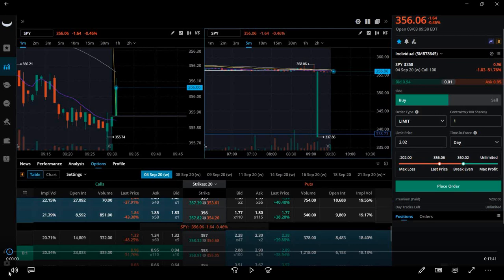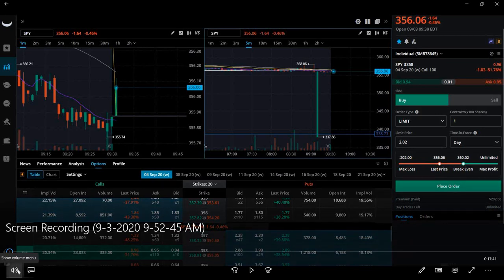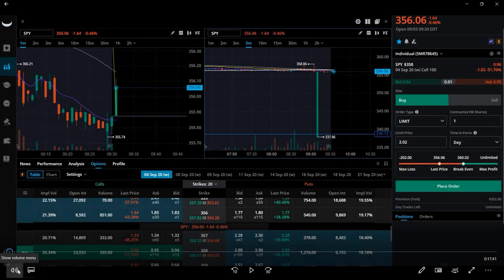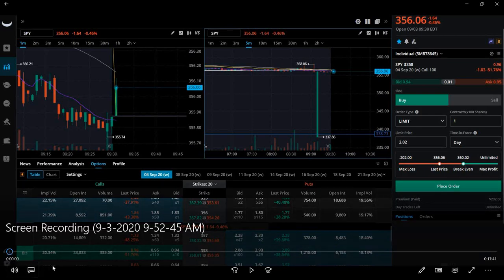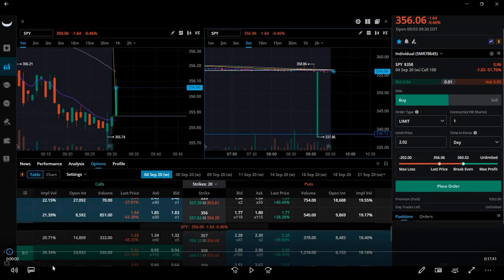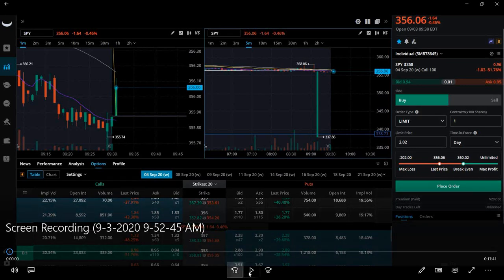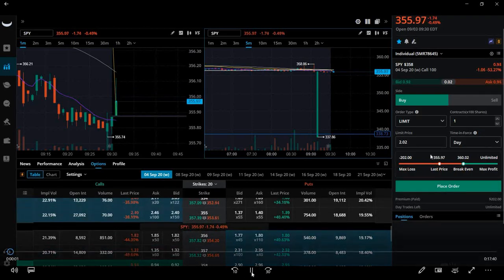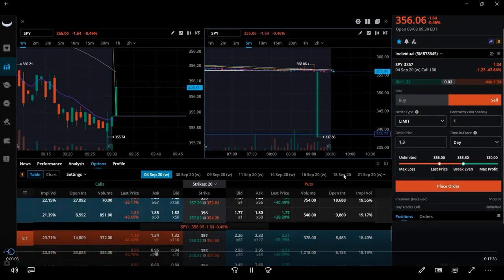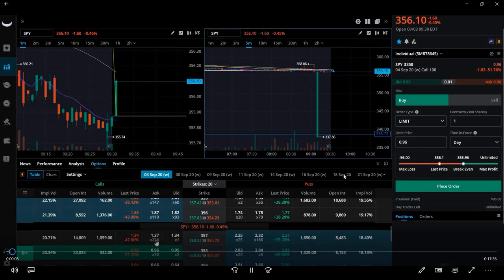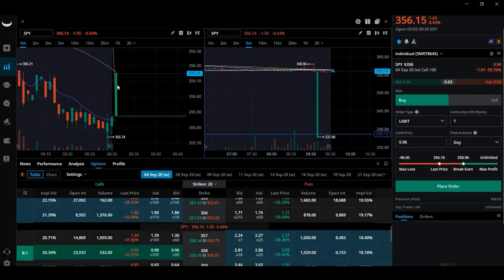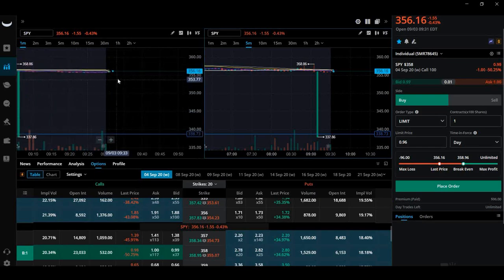Some of them I'm kind of disappointed about, and some of them I'm glad I missed. But I'm just going to go through everything. I traded the SPY only today, and I had 2 trades. So let's just get into it. Move this out of the way. I didn't trade anything right when the market opened, but I did start trading pretty early.